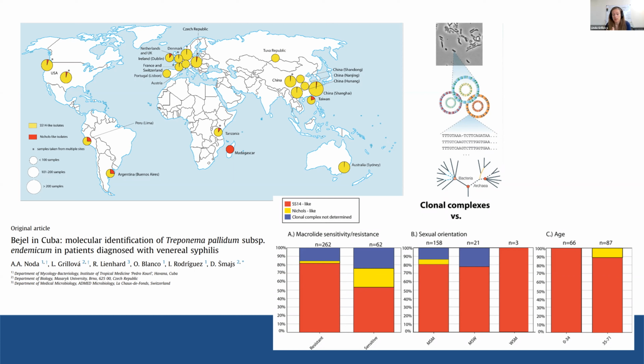Some other people think that it's just sequencing bias. Some other people think that Nichols-like strains are destined to go extinct and be replaced by SS14-like strains, because they are simply older. So this is something that definitely still has to be addressed. But for this, we definitely need a little bit more information and to continue working with MLST.